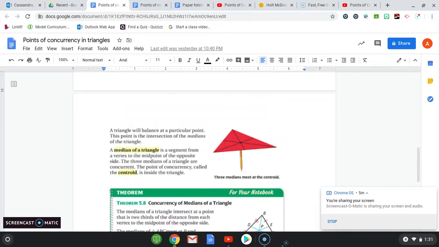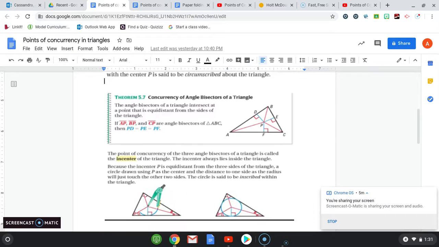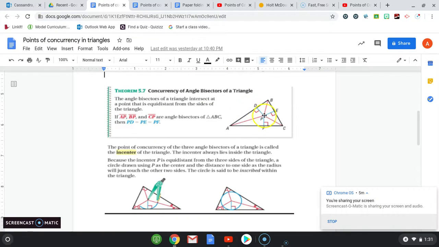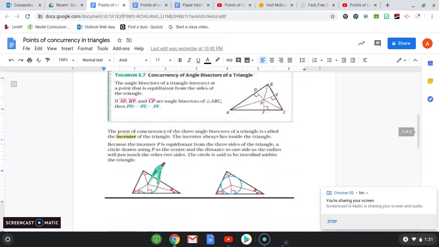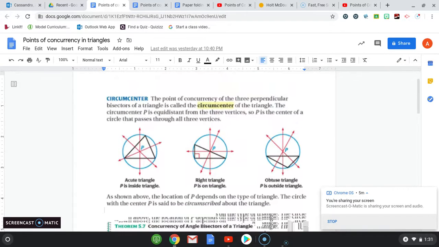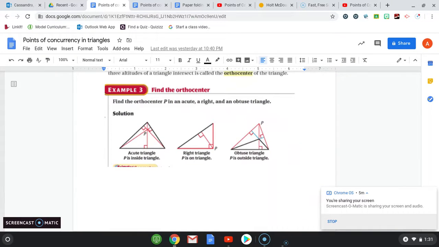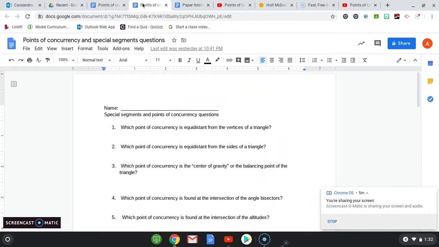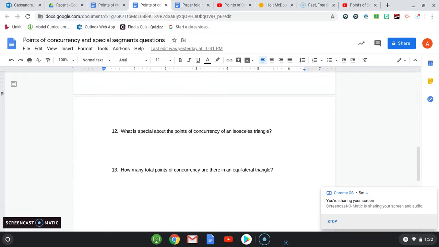So to recap, there are 4 points of concurrency. I'd like you to notice that the angle bisectors are always inside of a triangle, and so are the medians, always inside of a triangle. However, perpendicular bisectors and altitudes can also be outside of the triangle. So make sure you use these pictures to help you to answer these, I believe, 12 questions, 13 questions.